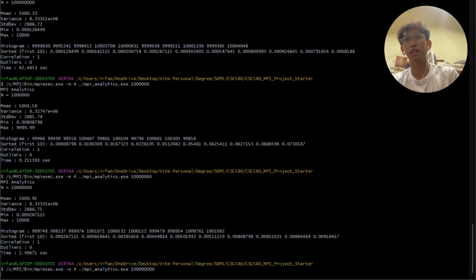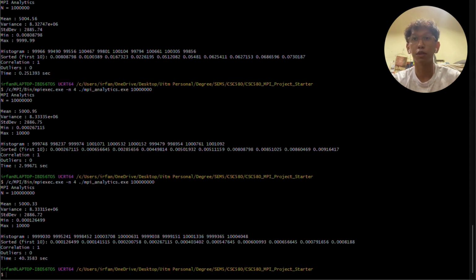To explain, MPI scatter is used to divide the dataset and distribute it across multiple processes. Each process computes its portion of the data independently, and MPI reduce is then used to combine all of the partial results into final global values. Compared to sequential execution, MPI significantly reduces execution time by distributing computation across multiple processors. This is the output for the larger dataset, and we observe that MPI achieves much lower execution time compared to sequential processing, especially for larger datasets.